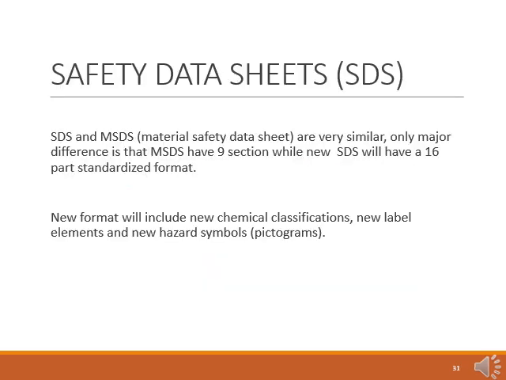Safety data sheets, or SDS. SDS and MSDS, Material Safety Data Sheet, are very similar. The only major difference between them is the MSDS has 9 sections, while the new SDS will have a 16-part standardized format. The new format will include new chemical classifications, new label elements, and new hazard symbols or pictograms.